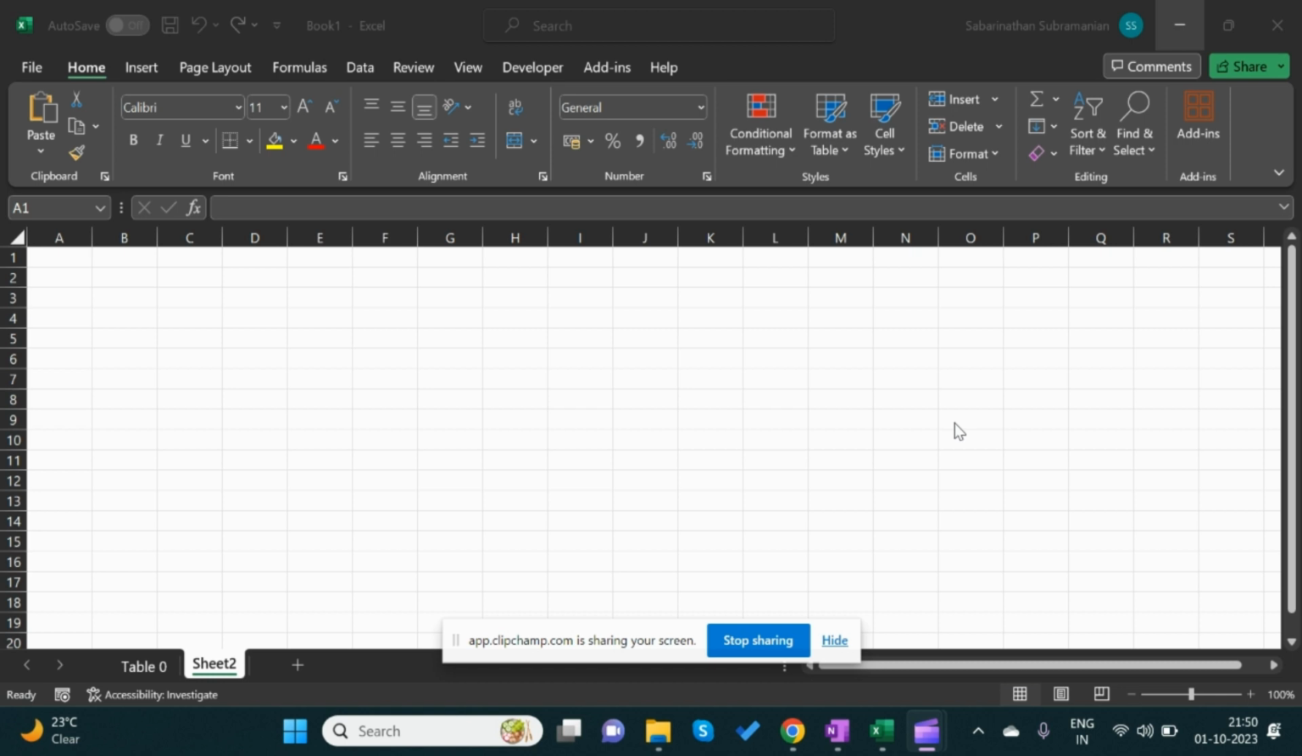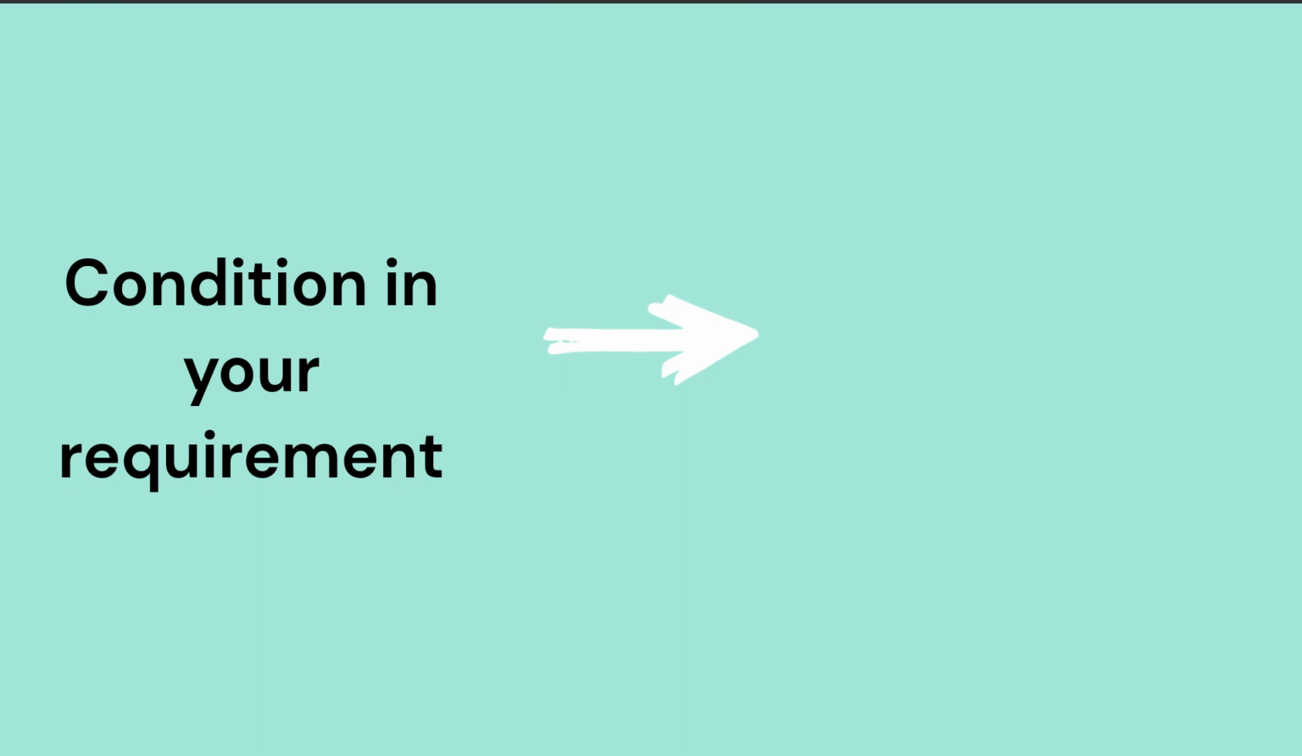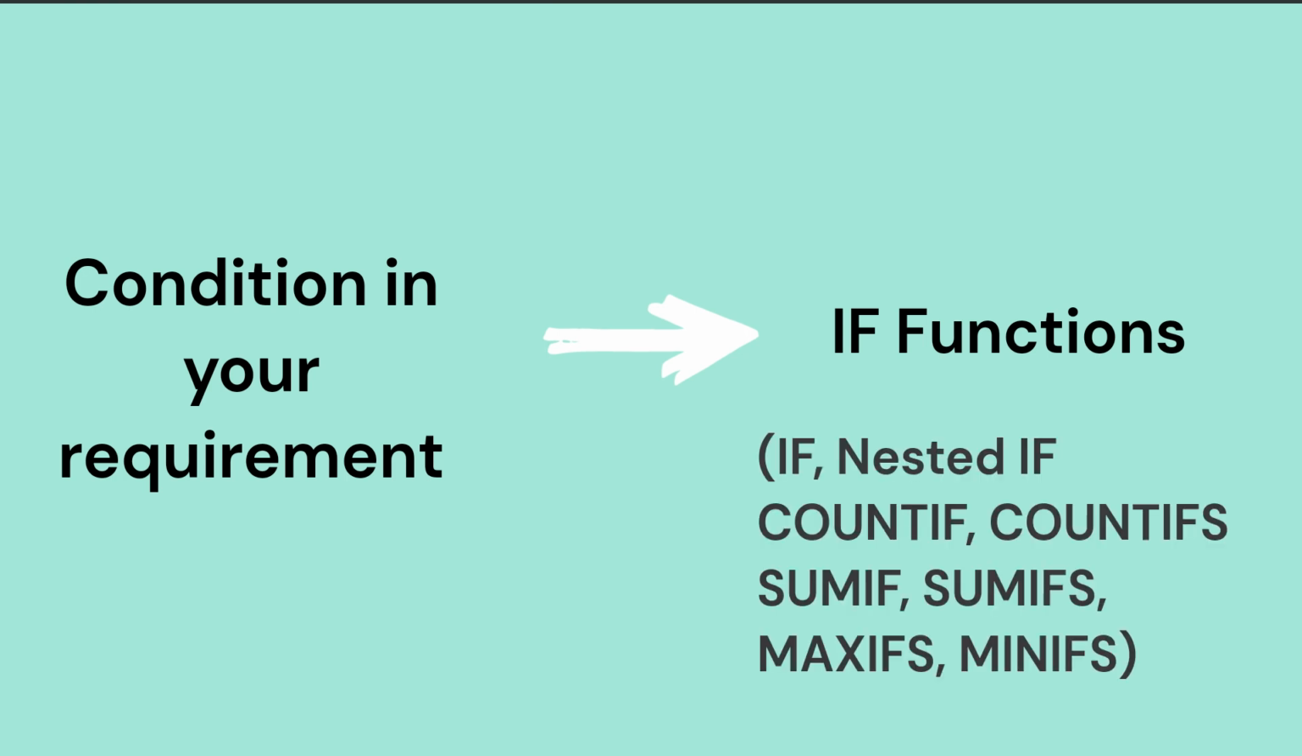In this video, we are going to see a set of formulas which will help you to master Excel in very few steps. Those are the formulas which will be applied whenever there is a condition in your requirement. Having said that, a condition can be solved only using IF functions. So we have a set of IF functions along with the other aggregate functions. Those are listed here: IF, nested IF, COUNTIF, SUMIFS. We will see all these formulas one by one in the following video.